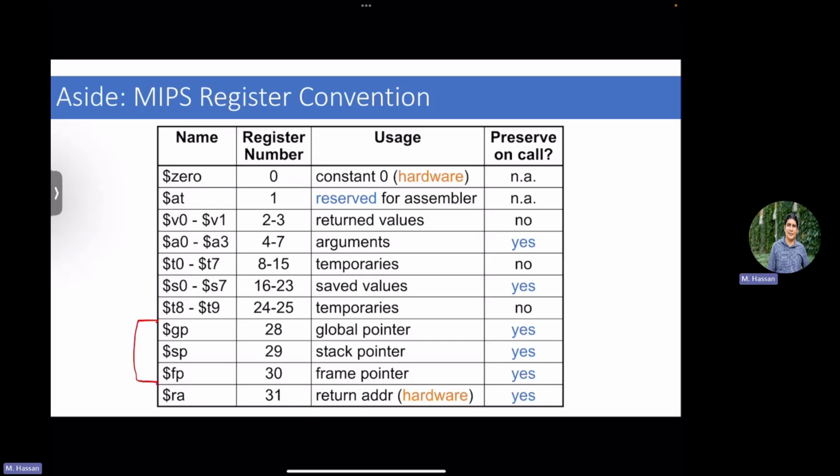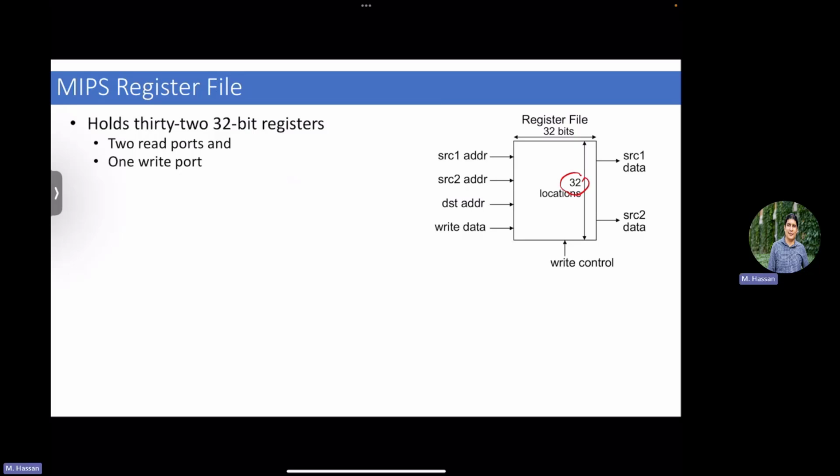In the MIPS machine, we have 32 locations, and this register file has some ports. It has a source 1 address port, source 2 address port, destination address port, and then, well, if there is data that I'm writing, write enable, and then simply 2 other data ports to read the data, and that's it.